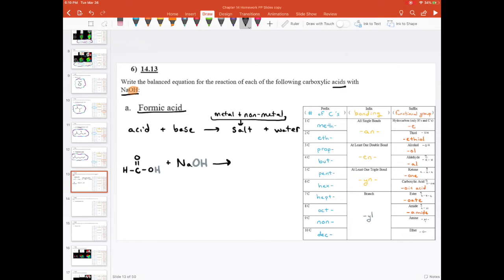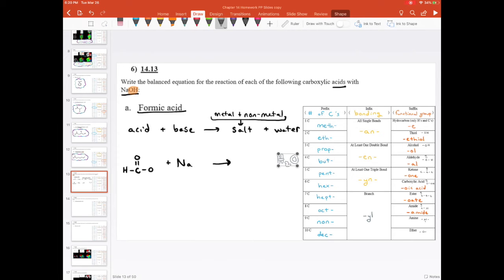Now, the H from the carboxylic acid, so that H, and the OH from NaOH come together to form HOH, which is really H2O. That's where the water is coming from. So that is one of your products.